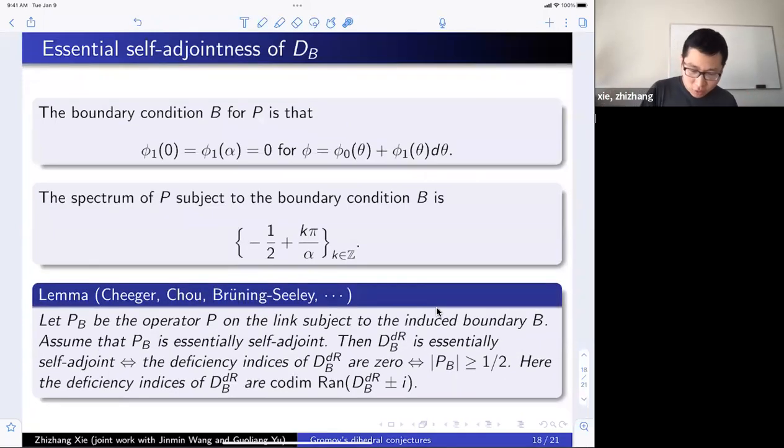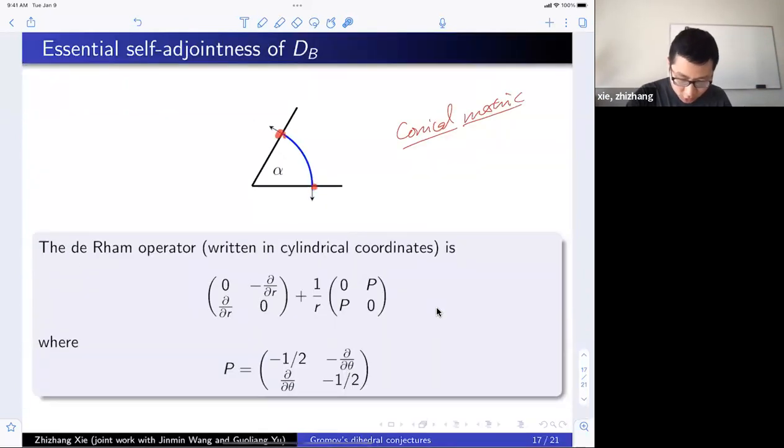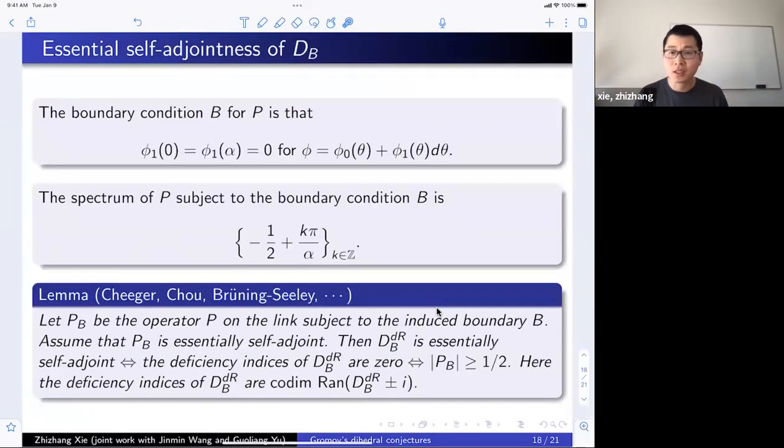Once we're in this setting, if we put the standard boundary condition, like the absolute boundary condition, which means that for a differential form, on the two edges, you should have no d theta at the two endpoints of the link. I'm saying on the link right here, you should have no d theta. Then it's a very straightforward calculus computation that shows the spectrum of this operator. First, the operator P on the link with this boundary condition is, in the 1-dimensional case, easy to show to be essentially self-adjoint, and then the spectrum is exactly this.